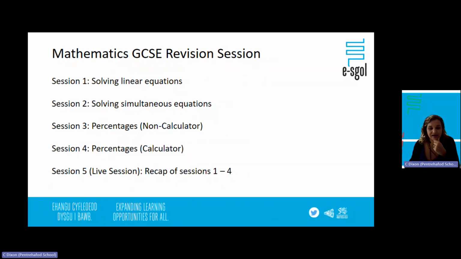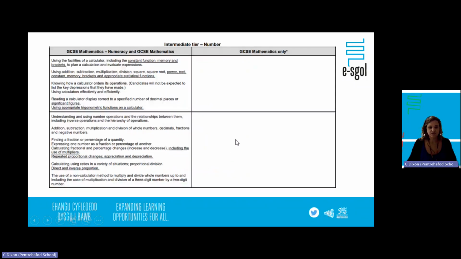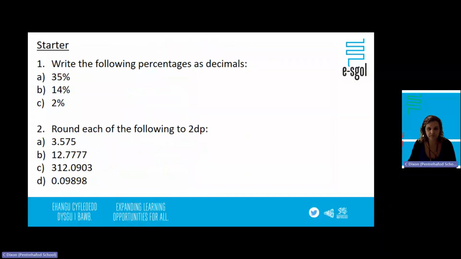Next week will be a live session, which will be available to you, where we will do a recap of all the 4 sessions that have gone on this half term. Just a reminder, this is the section of work we're looking at. This is an intermediate tier video, and we're looking at all our percentages work, and we're going to increase that now to multipliers today as well for the calculator.